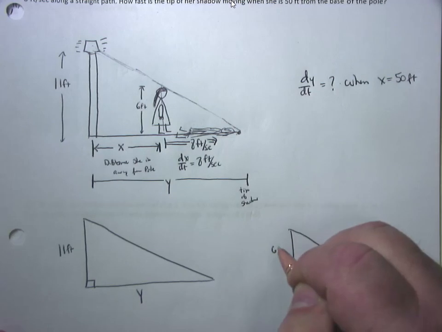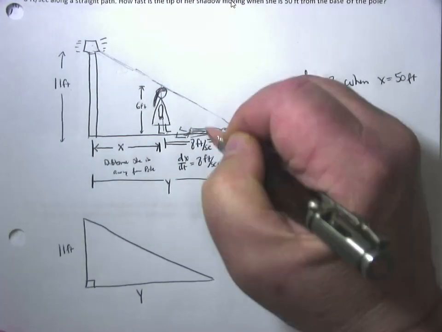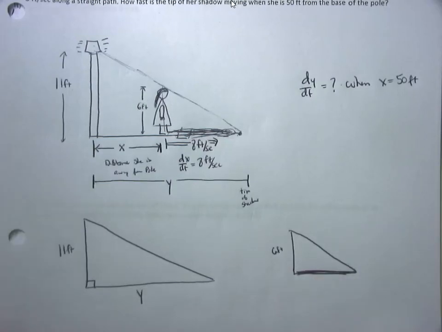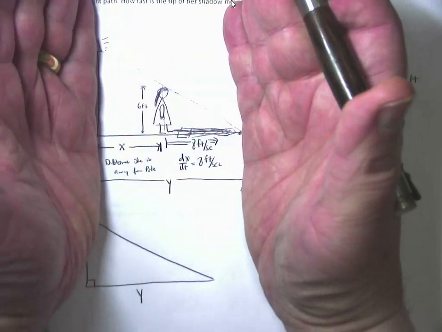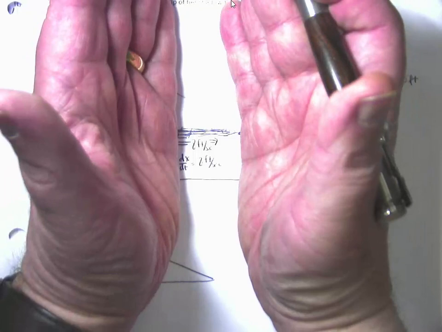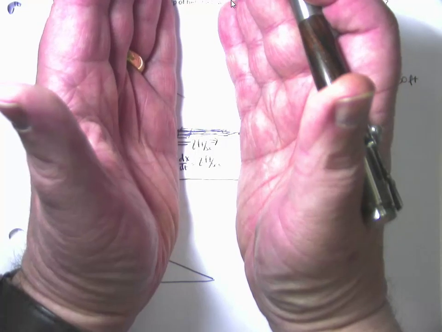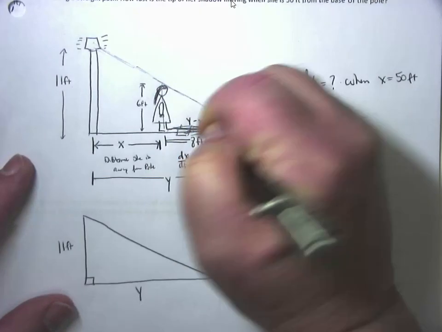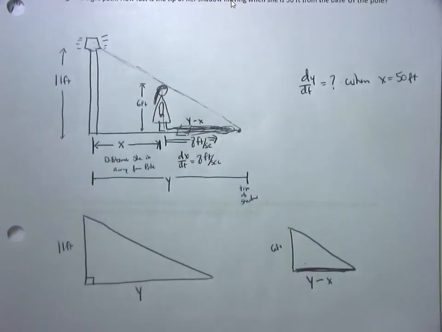And it deals with her height, 6 feet. But I need to know what this variable is right here. The variable right here is actually the distance of her shadow. What would that be? Well, the whole thing is how far? Y. This part was x. We want to know that part. Very good. It's y minus x. This part right here is y minus x. Does that make sense? That's the shadow part.